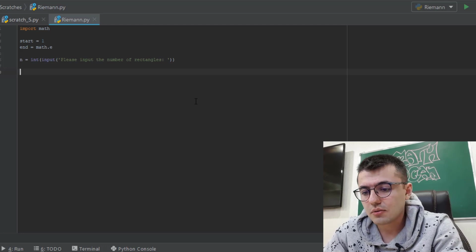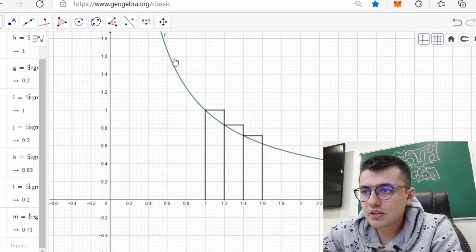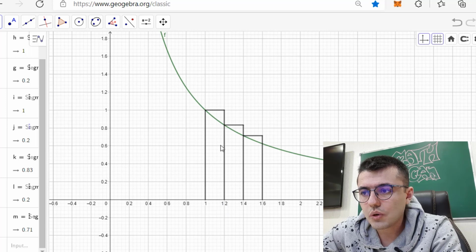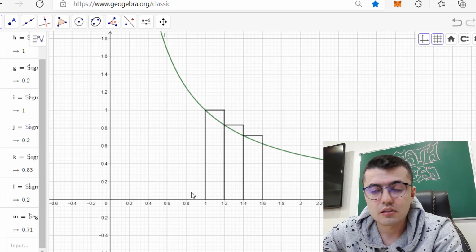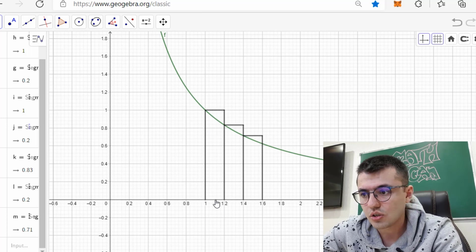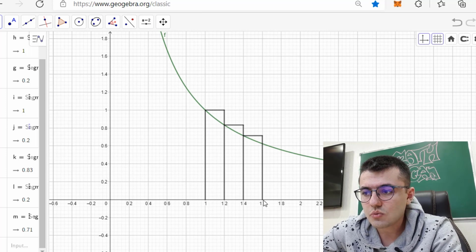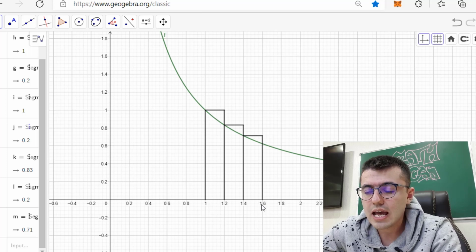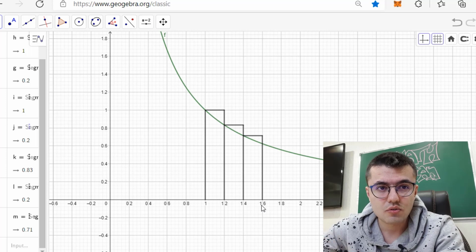So let's say that this is the function 1 over x, right? I drew 3 rectangles for now, just 3 rectangles. And we will need to find the area of each rectangle. In order to find the area of each rectangle, I will need the width of each rectangle. So it starts from 1 and ends with 1.6. You know the starting position and you know the end position. So 1 and 1.6. How can we find the width of each rectangle?